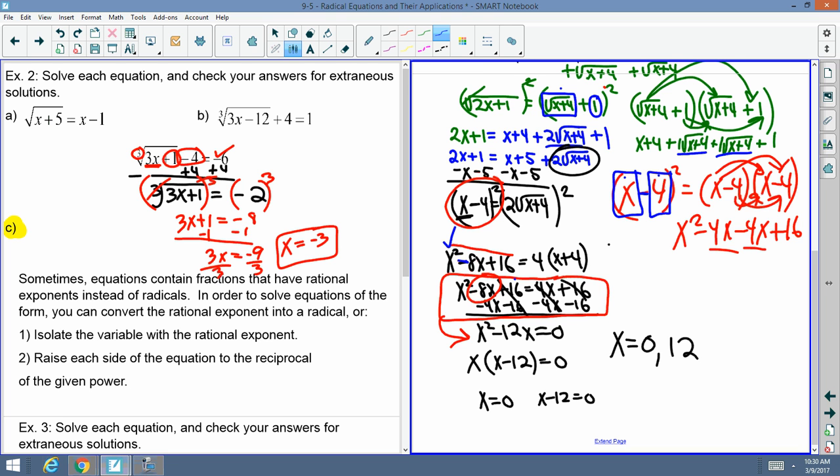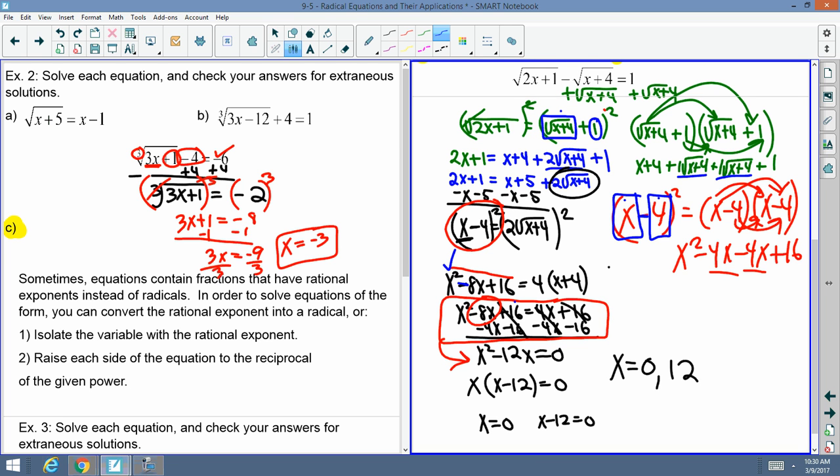Okay, now let's check. So when x is 0, what's the square root of 1? 1. Okay. When x is 0, what's the square root of 4? What's 1 minus 2? No. 1 minus 2 equals negative 1. Does negative 1 equal 1? So 0 is no good, extraneous.